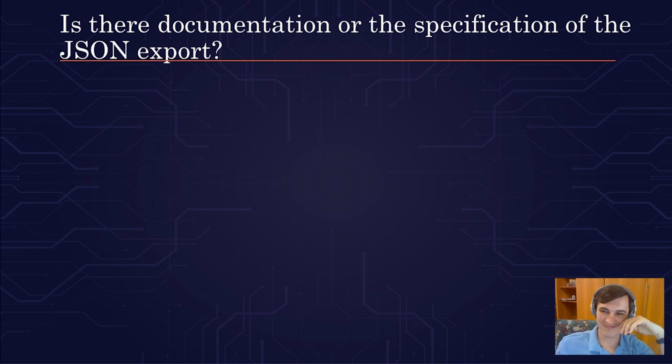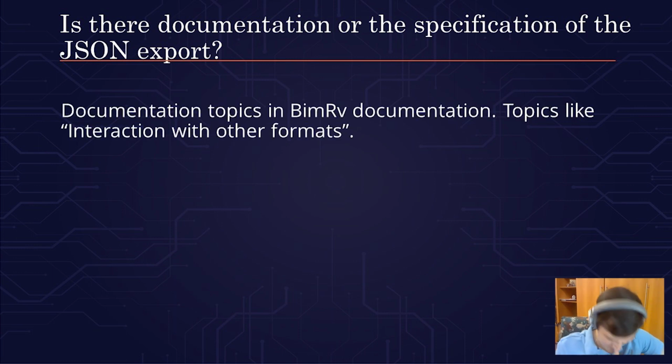Is there documentation or a specification of the JSON export? I'm sure, and I know, that there is documentation in the BimRv documentation regarding export to JSON. It should be in the group of topics like interaction with other formats in the developer guide. So please have a look at it, and please let us know if you need some more information. We will improve the documentation and provide you with the information you need.